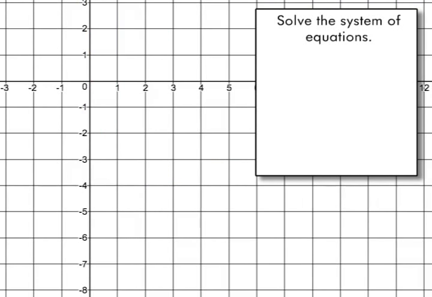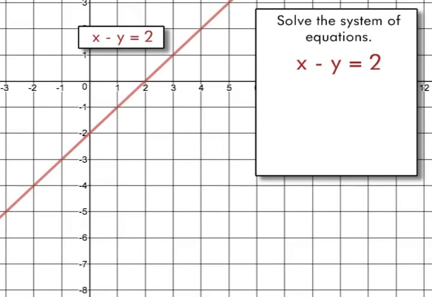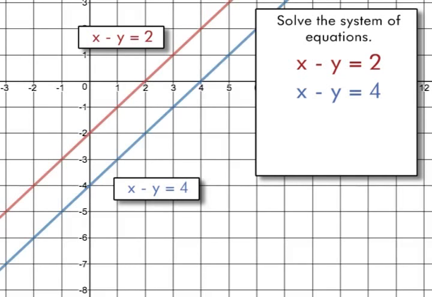Next up, I'm going to look at a system composed of two standard form equations. So I have x minus y is equal to 2, which is going to look like that. And x minus y is equal to 4. So when I graph it, it's going to look like this. So what I want is once I graph these two, I need to know where they cross, where they intersect, where they overlap.